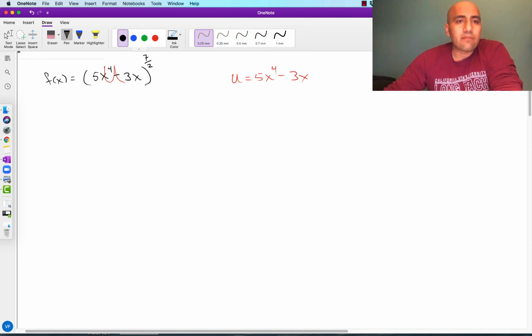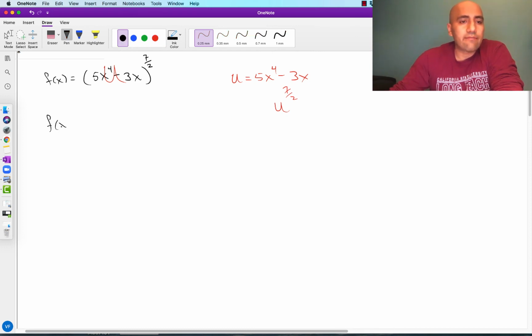So I can think of this as u to the power of 7 over 2. If it was u to the power of 7 over 2, I know I can use my power rule. When I take the derivative, I bring that exponent out in front as a factor, and then subtract 1 from the exponent. So we just apply that rule here.